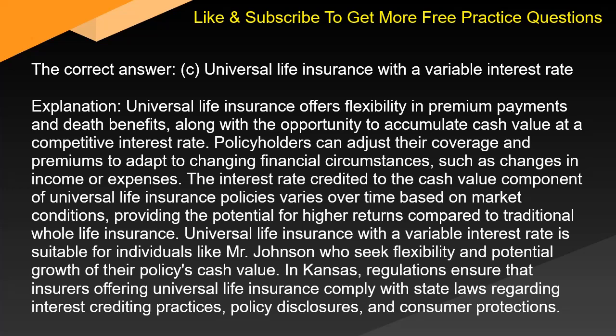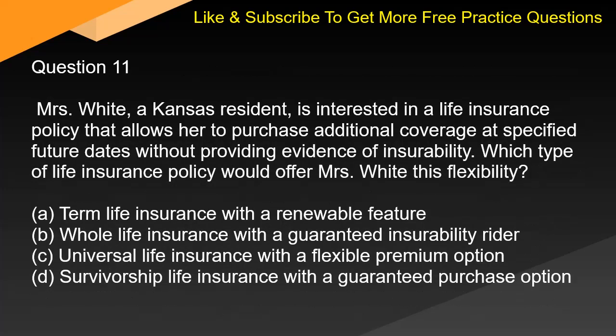The interest rate credited to the cash value component of universal life insurance policies varies over time based on market conditions, providing the potential for higher returns compared to traditional whole life insurance. Universal life insurance with a variable interest rate is suitable for individuals like Mr. Johnson who seek flexibility and potential growth of their policy's cash value. In Kansas, regulations ensure that insurers offering universal life insurance comply with state laws regarding interest crediting practices, policy disclosures, and consumer protections.